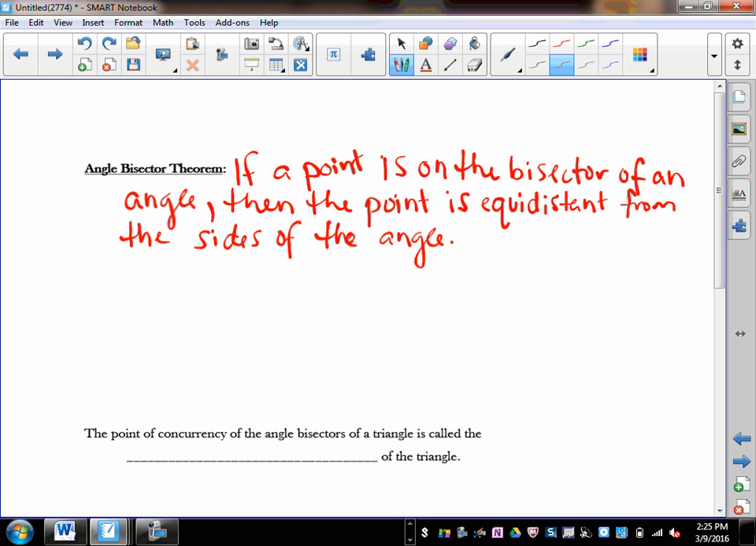Alright, so again, if a point is on the bisector of an angle, then the point is equidistant from the sides of the angle. And when we're talking about equidistant here, we're talking about the shortest distance from that point to the side. Remember that shortest distance is indeed a perpendicular line.